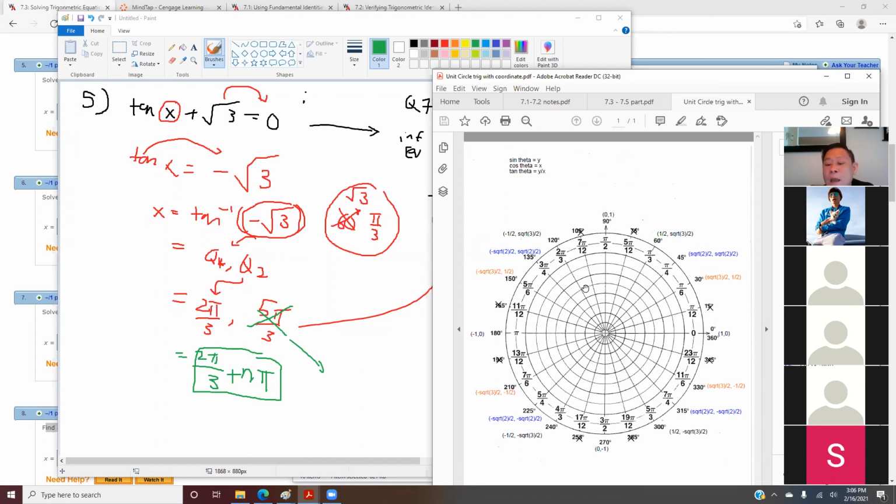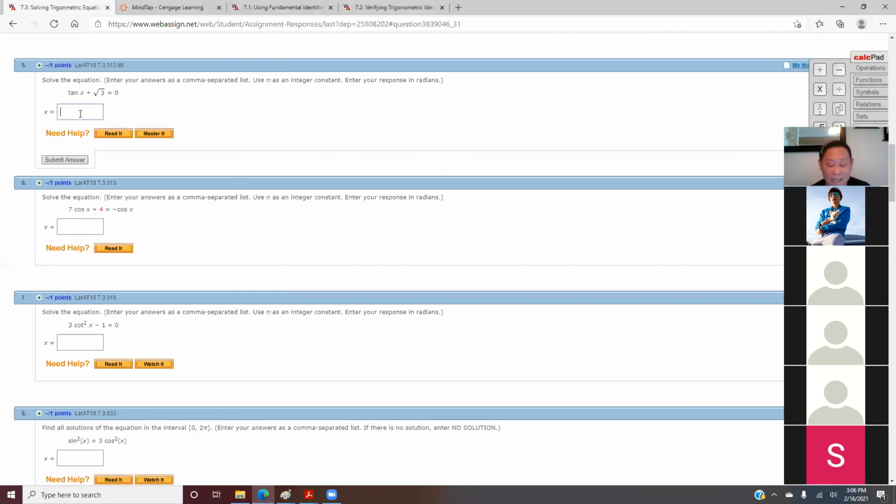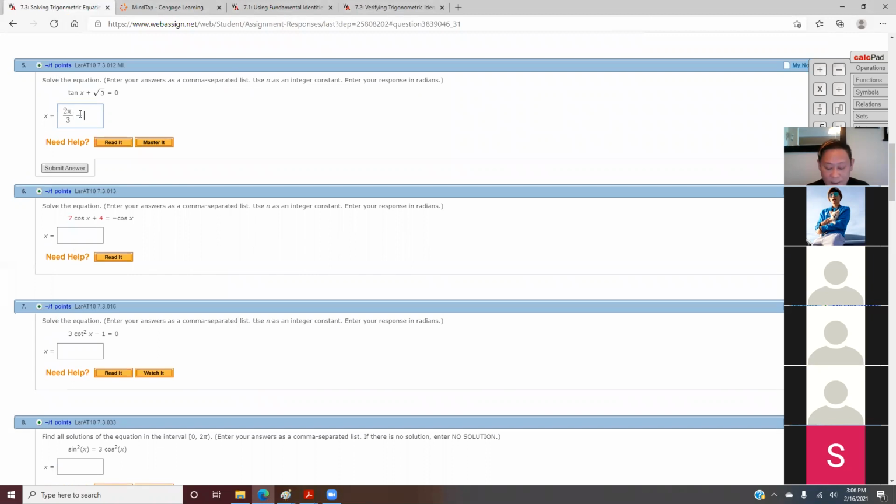And if you add another pi, you end up with 2 pi over 3. So for tangent, it's very special, because if you want to go from quadrant 2 to quadrant 4, you add pi, and then you add another pi. So when you do the tangent case, you do not need to worry about 2 answers, because once you add pi, you go to quadrant 4, and when you add pi again, you go back to quadrant 2. So you only need one answer if it's tangent, and that answer in this case will be 2 pi over 3 plus n pi.